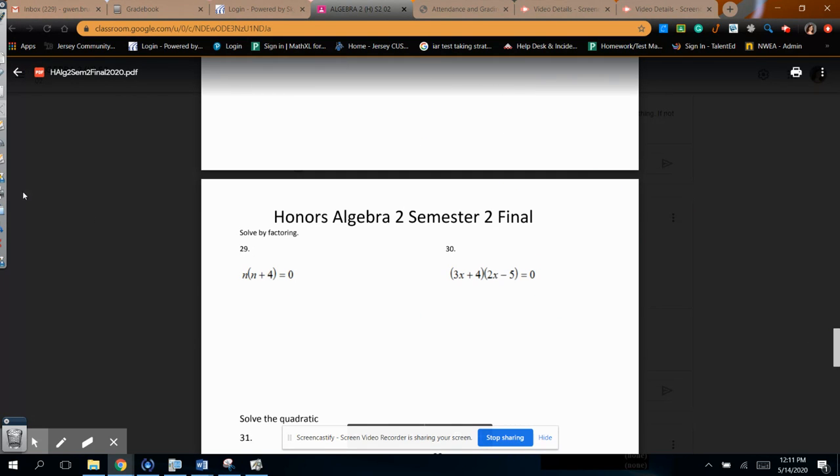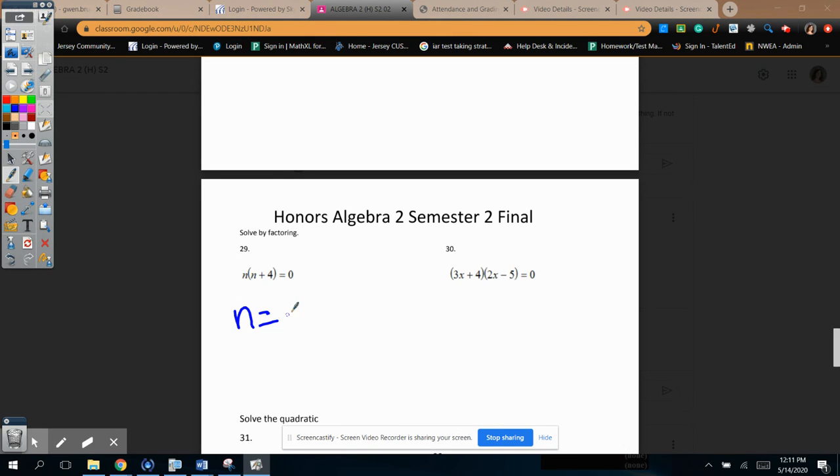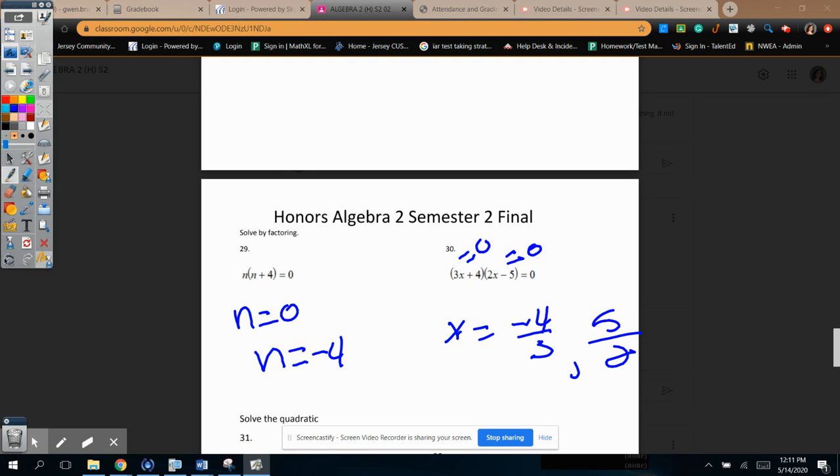Solve by factoring. Well, this one's already factored. Easy. This is easy. n equals 0 and n equals negative 4. This is also factored. Just set each piece equal to 0. x equals negative 4/3 and 5/2 by getting 0 by itself.